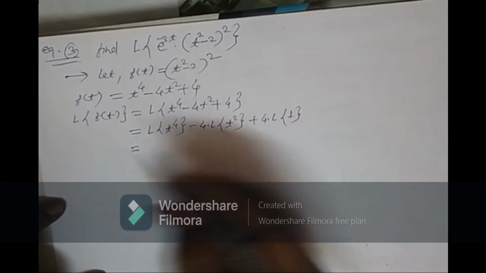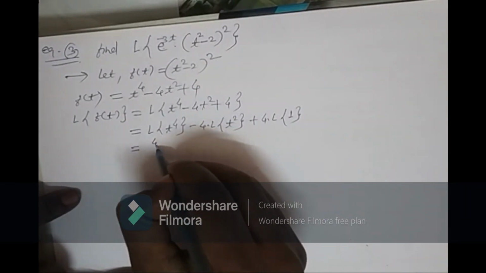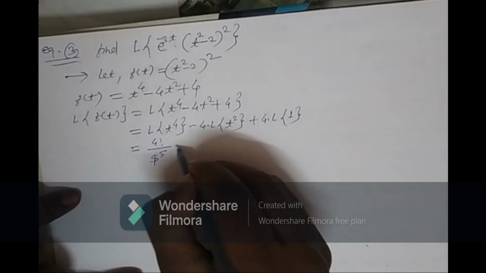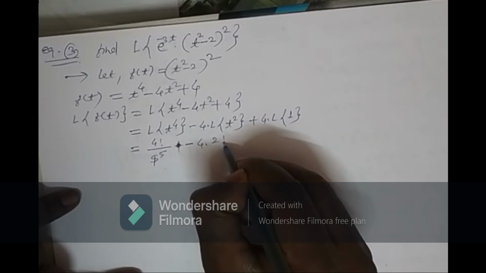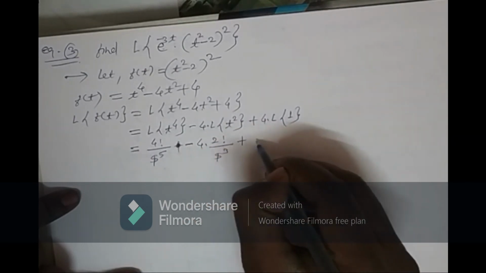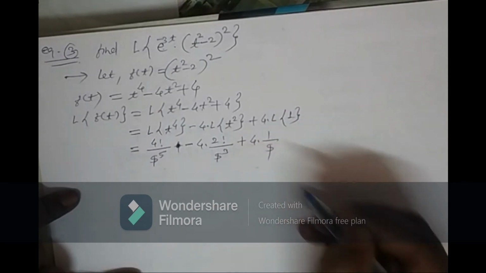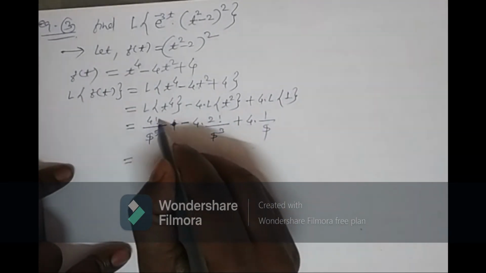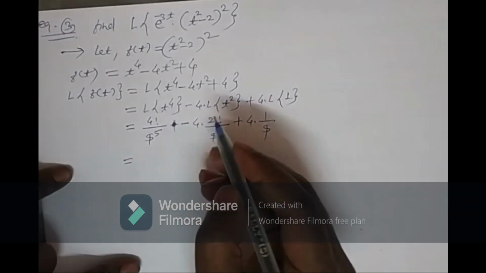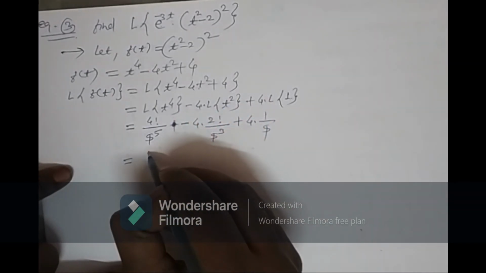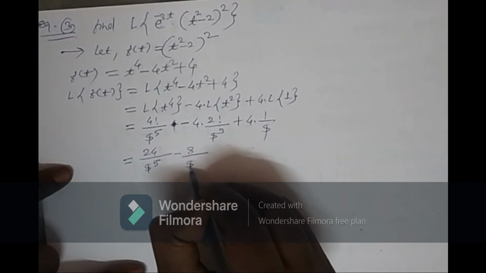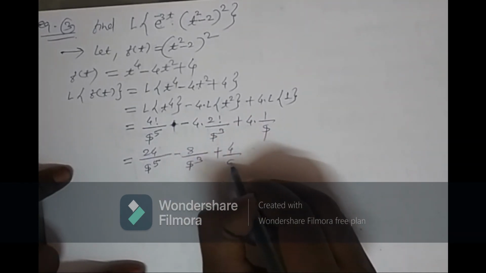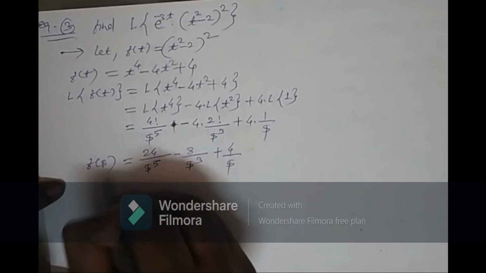So that is equal to, what is Laplace transform of t raised to 4? 4 factorial upon s raised to 5, minus 4 into Laplace transform of t square, 2 factorial upon s raised to 3, plus 4 as it is. Laplace transform of 1 is 1 by s. Now if you simplify this, the factorial of 4 is 4 into 3 into 2 into 1, that will be 24 upon s raised to 5 minus 8 upon s raised to 3 plus 4 upon s. So this is the value of f of s.